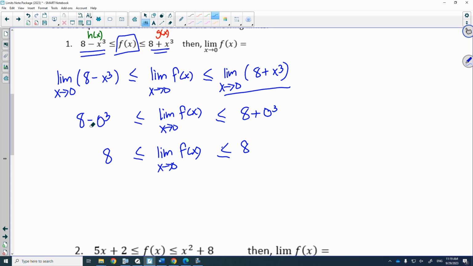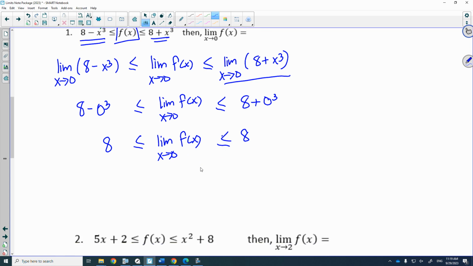What is the only number that I could put into this middle that would satisfy this inequality? So for example, I can't put the number 7 here. 7 is less than 8, but 8 is not less than 7. Do you know what the only number I could put in here is? 8. If this limit is 8 and this limit is 8, then even though I don't know what this function is, it's being squeezed by these two, so the limit of this guy would also have to be 8.